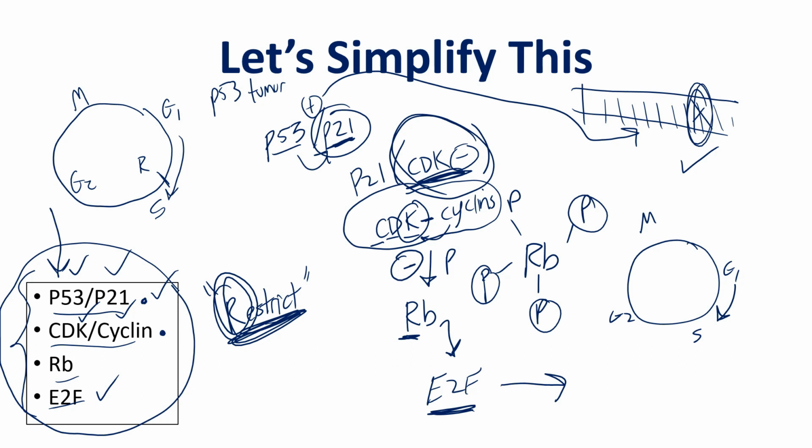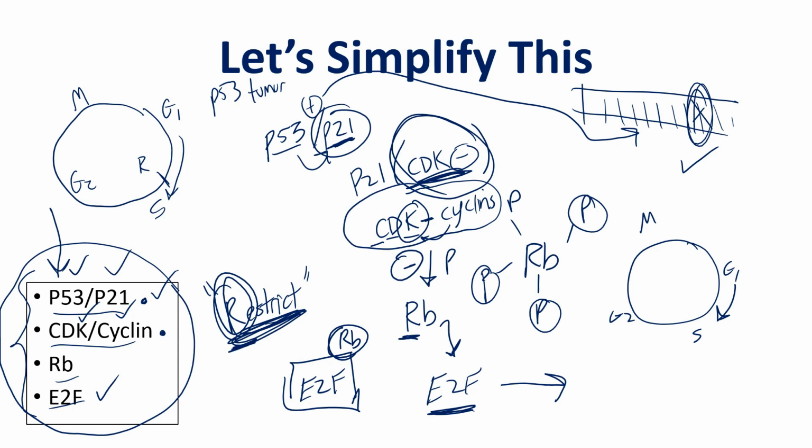How does it restrict it? Well, E2F is here. All RB is going to do is bind to E2F. Say this is E2F, this little rectangle. RB will just bind to this, and now E2F can no longer do its function. It's basically restricting its function.